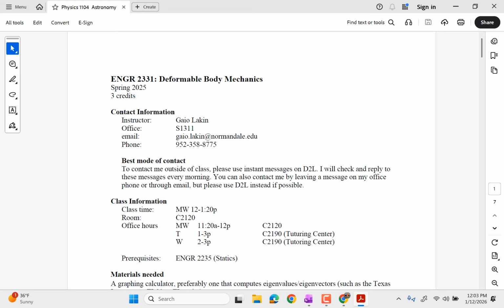I'm just going to go through this little by little. My name is Gaio Lakin. Call me Gaio. I have a PhD in mechanics, which is kind of like classical engineering math. And so deformable body mechanics is right in my area of research during my PhD.